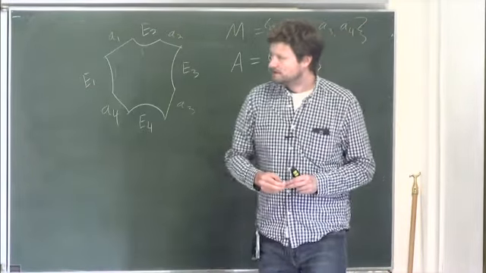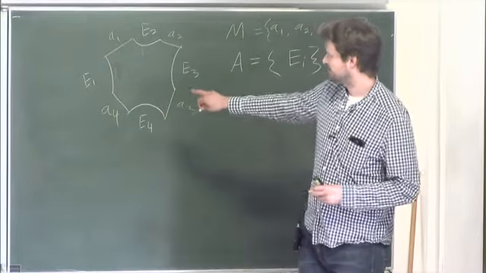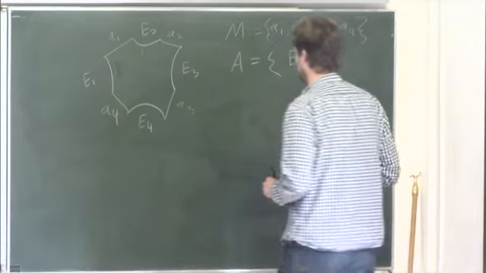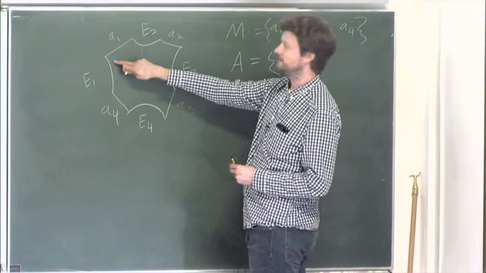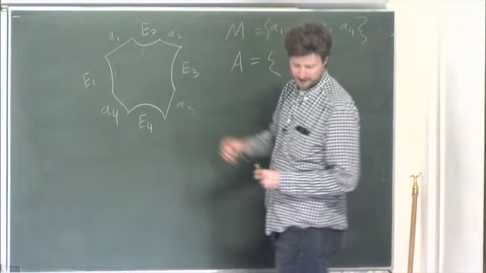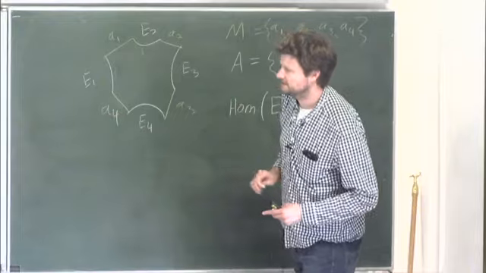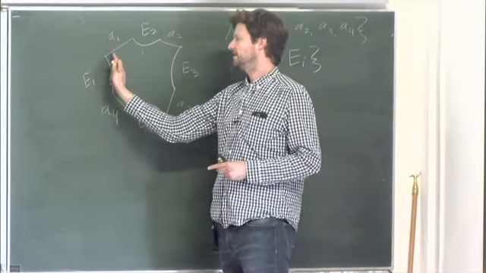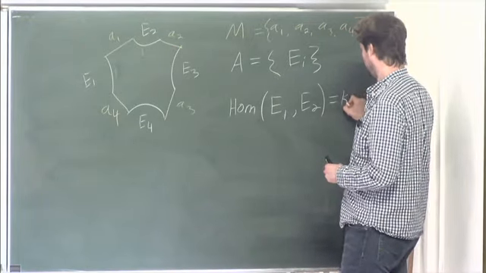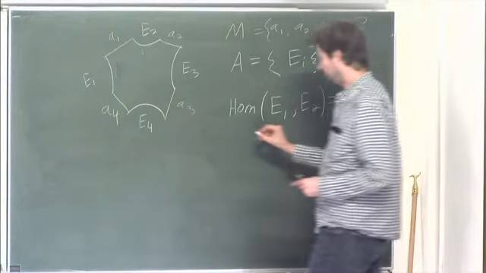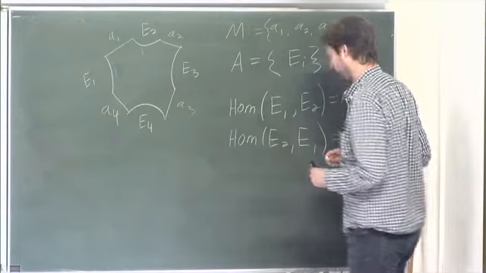So the objects in this category are the E_i, and then morphisms are going to be A_i. So there's a homomorphism from E1 to E2, since both of these arcs end on the same boundary marked interval, so there's a boundary path between them. In the boundary path, the surface should lie to the right. So Hom from E1 to E2 is spanned by A1, and Hom from E2 to E1 is 0.